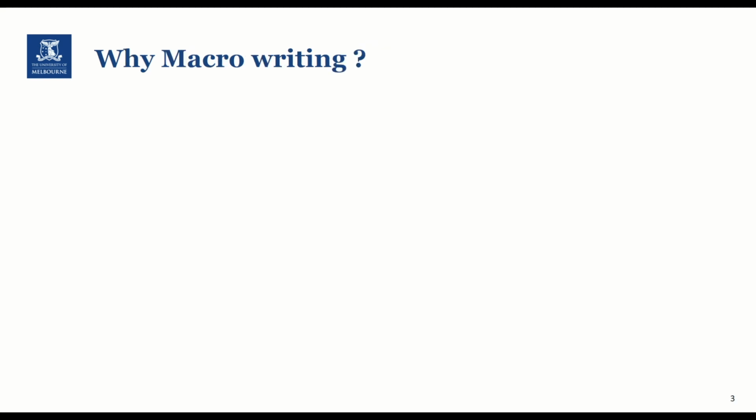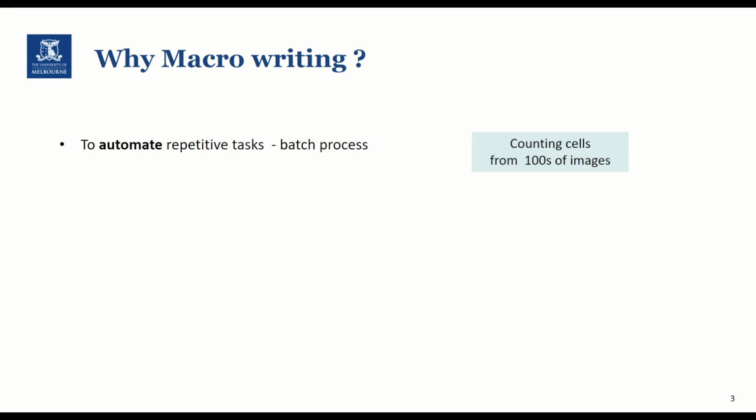So, why do we need macro writing? First, the macro will allow us to automate image analysis tasks. For example, if we want to count cells from our images and we have hundreds of images, instead of processing each task repetitively, which will involve many clickings, we can batch process this.